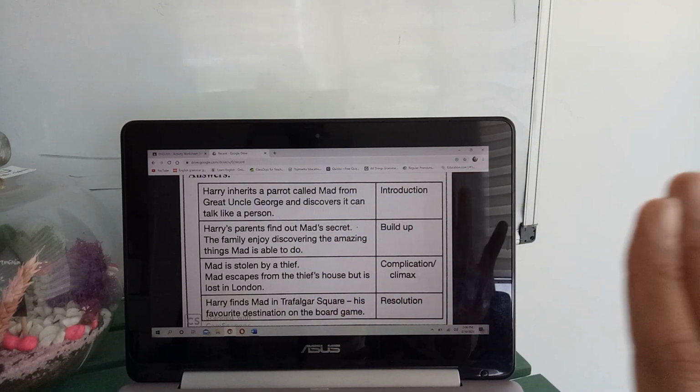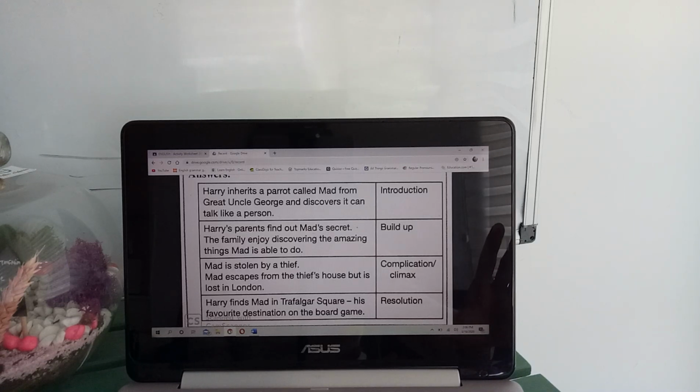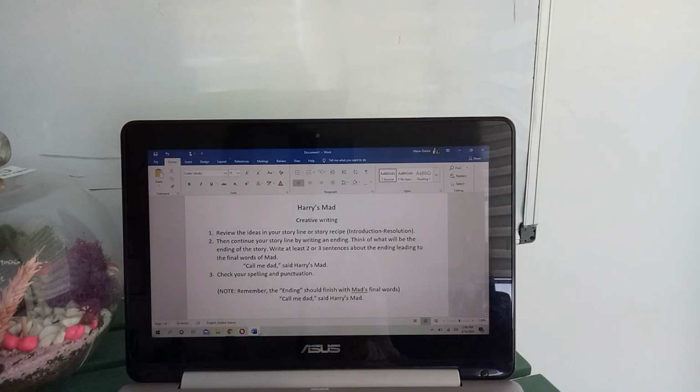You can pause the video right here if you want to read. When you're reading the storyline later, you can pause it. Okay? And think of what would be the ending. Think of what will happen next. Write at least two or three sentences about the ending leading to the final words of Mad: "Call me Dad," said Harry's Mad.